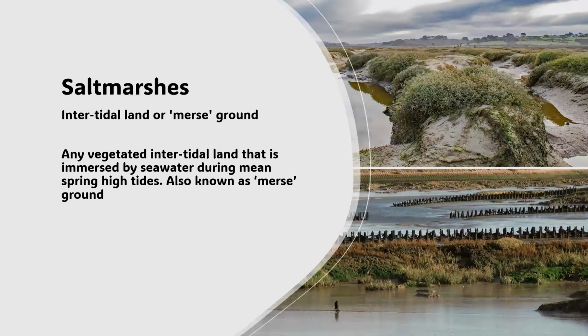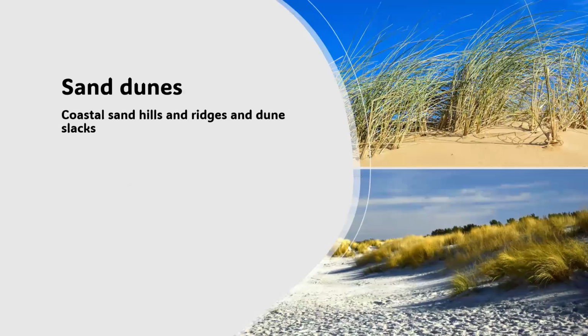So salt marshes, we're looking for these intertidal areas, this merse ground, where there's a really interesting mix of saltwater environment and coastal species. And then when we're looking at sand dunes, I don't know how many of you will be farming on sand dunes, but there'll be some out there. Where coastal sand hills, ridges, dunes, everybody here will have seen a sand dune, and everybody who is farming on one will know what that looks like.